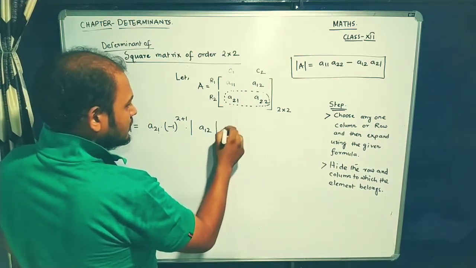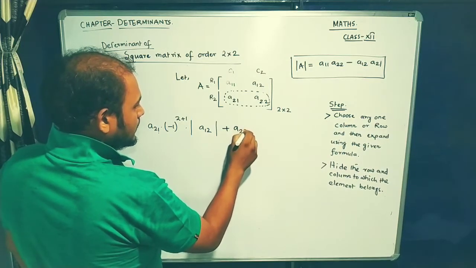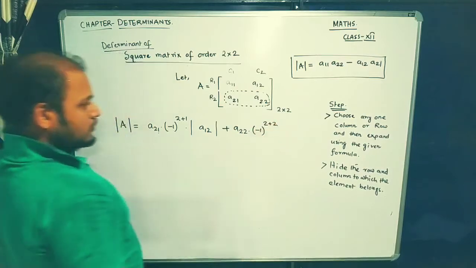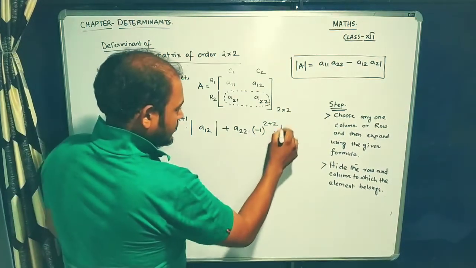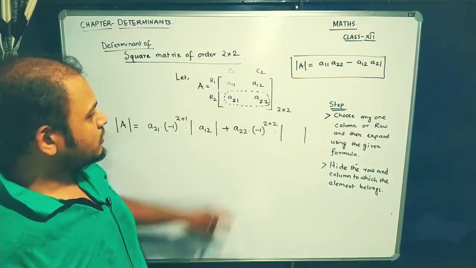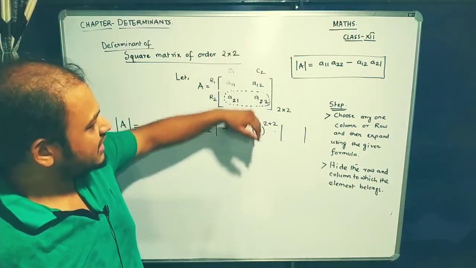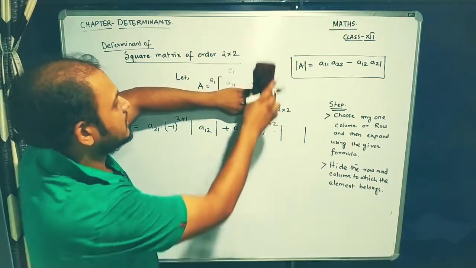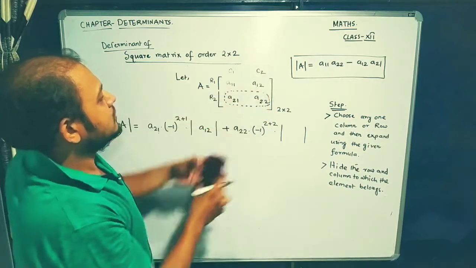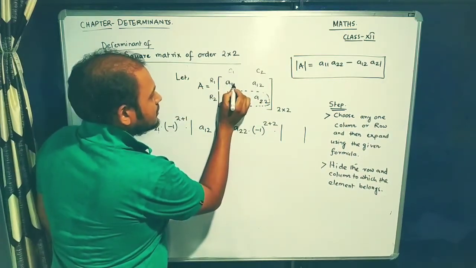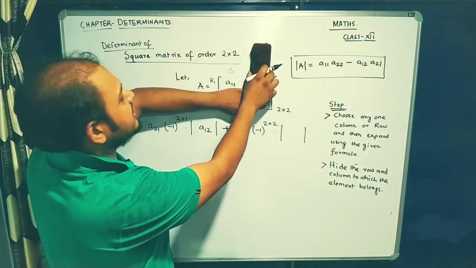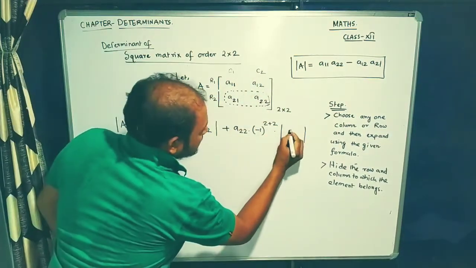The next element is this one. So plus A22, again minus 1 to the power 2 plus 2, then determinant. Hide the row and column, and whatever you see you put it here. So A22 belongs to the second row, second column. So hide the second row, hide the second column. What do you see? Do you see this element A11? This is A11, right? Put A11 here.